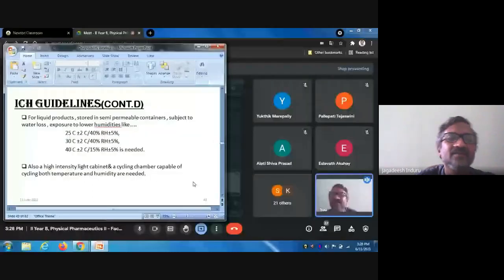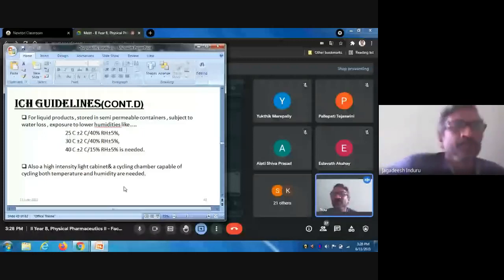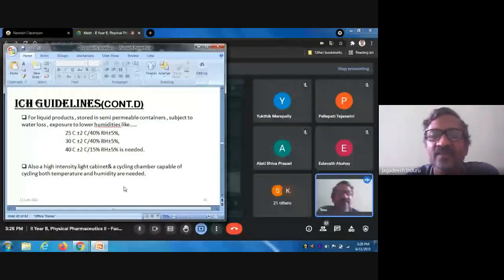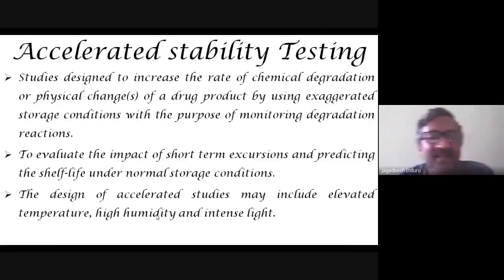Also, a high intensity light cabinet and a cycling chamber capable of cycling both temperature and humidity are sometimes needed for photolysis testing, where you have UV light lamps sending light of a desired wavelength to the product, to see whether it is photolytically degraded or not. We have already seen that light causes photons and degradation, so we need to control it. These ovens have the capability to send light also. That will also be used in the concept of accelerated stability testing.